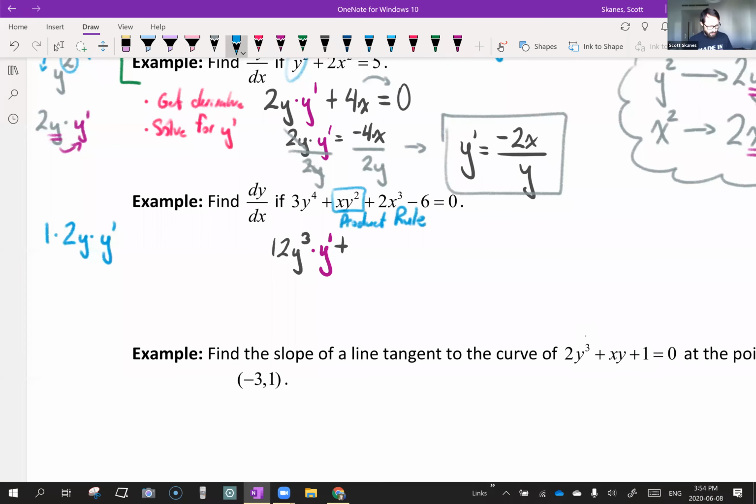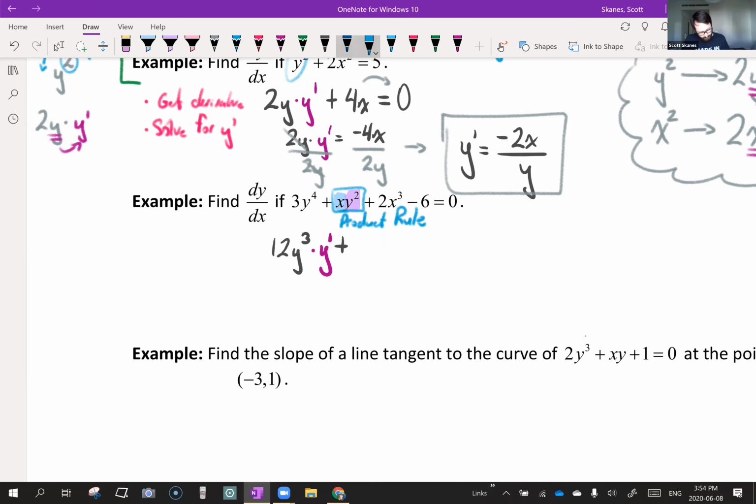And the reason it's the product rule is because we have an x and a y touching. They are 2 different functions, 2 different variables, 2 different functions. If we have 2 different variables or functions touching, we have to use the product rule. It's extremely important. It's the whole point of this question, is to figure that out.